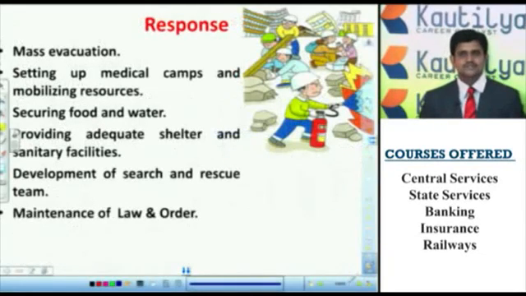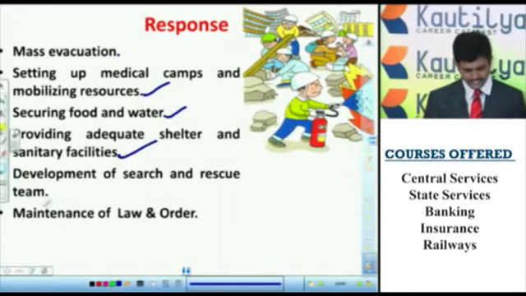Next one is response. The disaster has already taken place, and what immediate responses should we take to bring society back to normal? First one is mass evacuation. We should shift the people from the disaster place to a safe place. Next, setting up medical camps and treating severely injured people, securing food and water facilities, providing adequate shelter and sanitary facilities, developing search and rescue teams, and maintaining law and order.